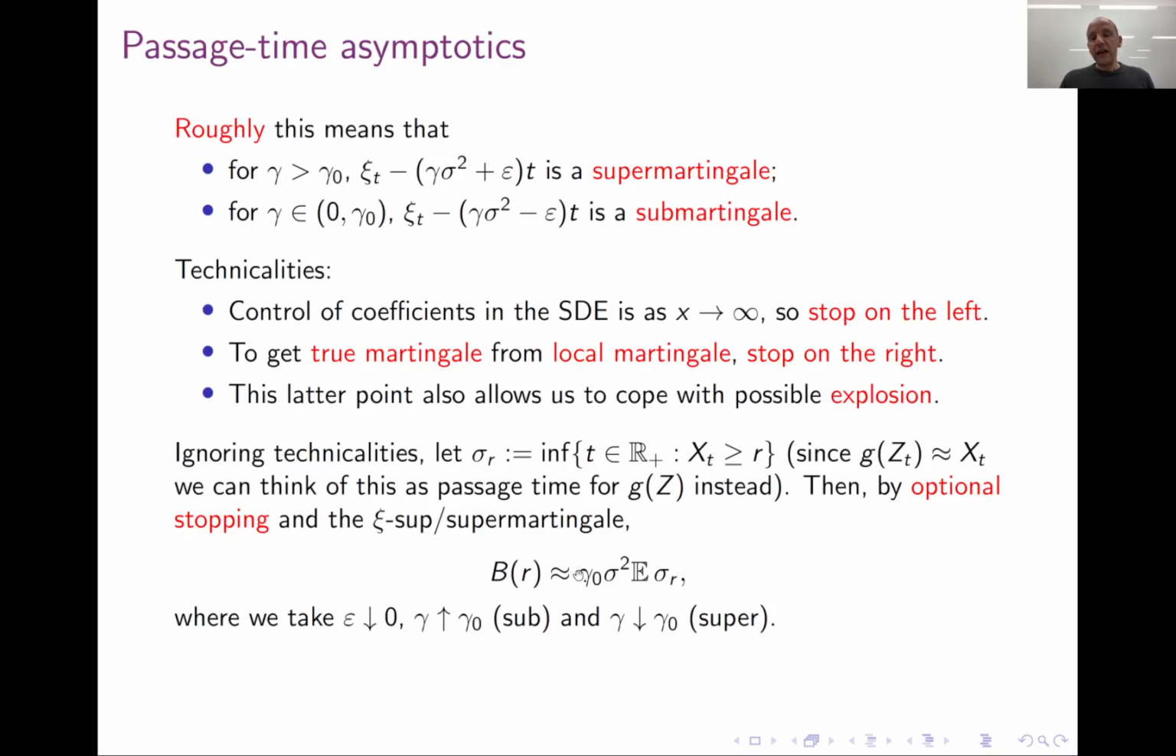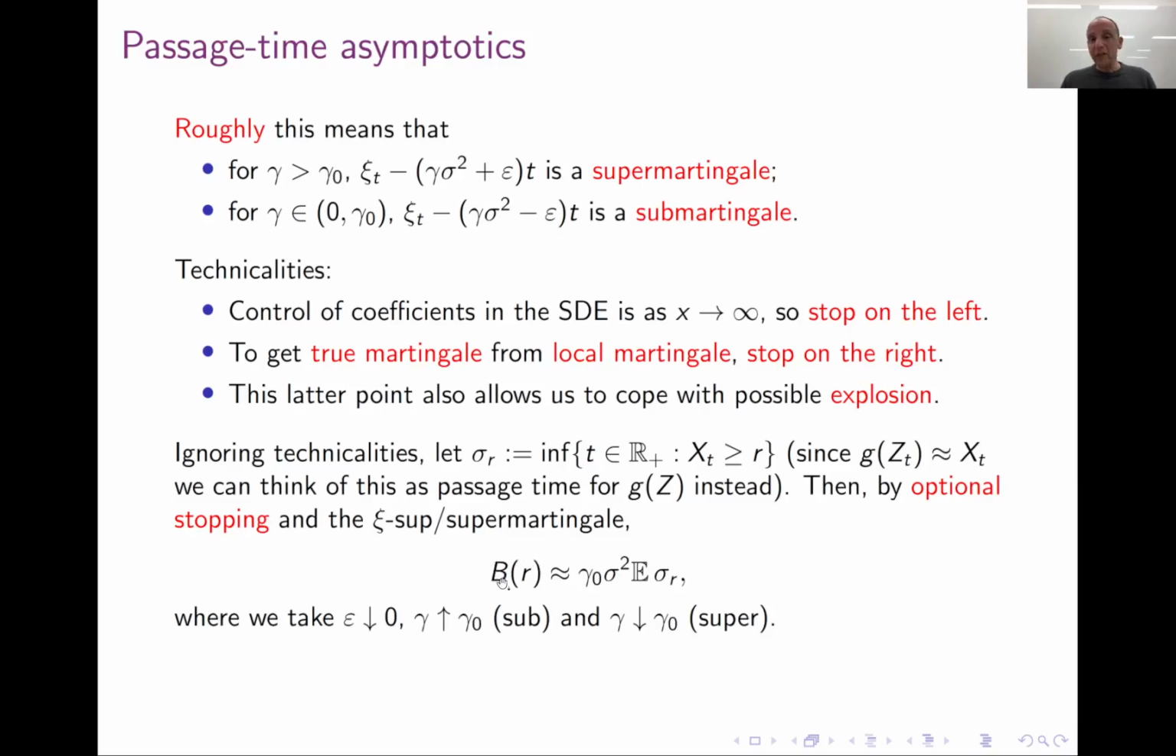And how do I do that? Well, I apply the optional stopping theorem, and then I send epsilon to 0, gamma up to gamma 0, the critical gamma, and gamma down to gamma 0 if I'm dealing with the super- and submartingales, and I get something like this. This immediately tells you that there is going to be some super-diffusive behavior happening here. Because as I was saying earlier, for Brownian motion, this is asymptotically equal to R squared times a constant. But here it's asymptotically equal to this.